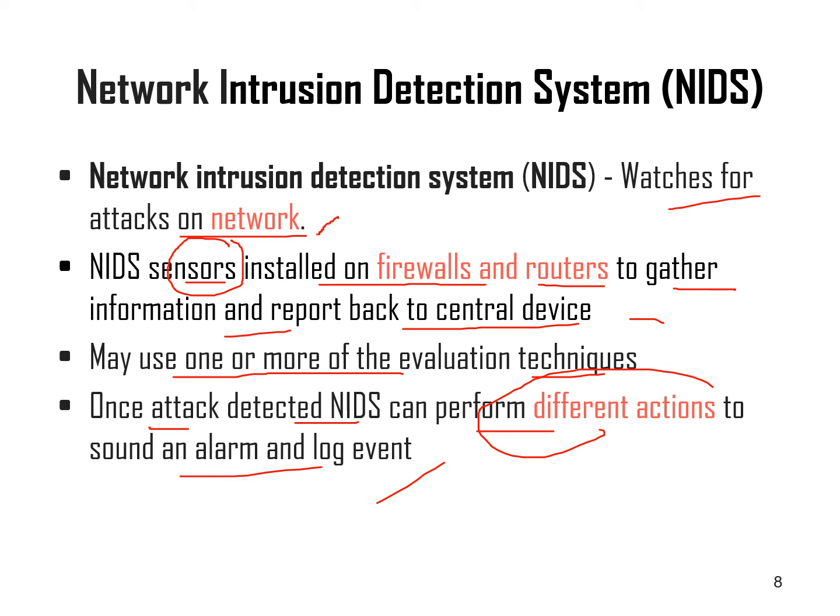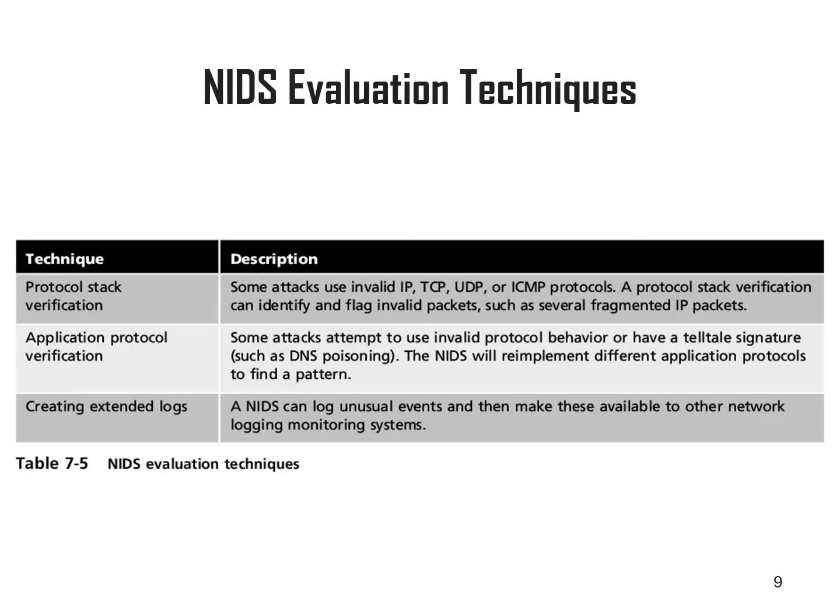So NIDS will monitor the network and it will raise an alert if any unusual thing is happening there. Right, NIDS evaluation techniques: protocol stack verification. Some attacks use invalid IP, TCP, UDP and or ICMP protocols. So it will do protocol stack verification and application protocol stack verification. NIDS can detect unusual events and then make this available to other network logging and monitoring systems.